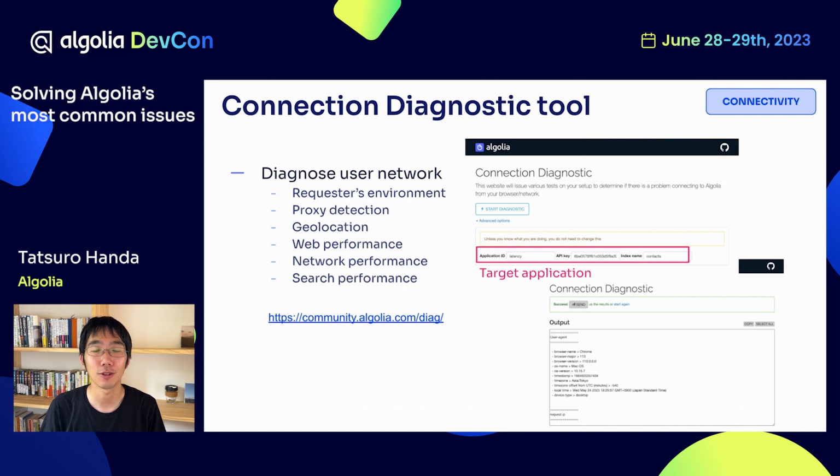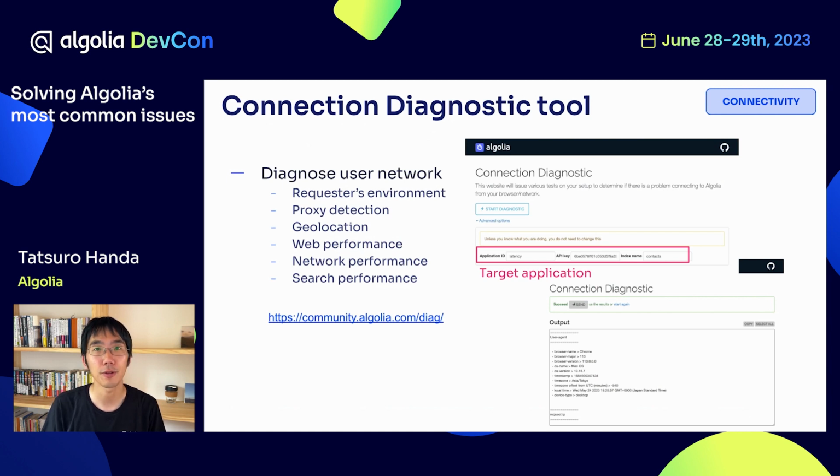Sometimes the end users are not technical enough to use the browser developer tools. In such a case, you can use the Algolia Web Diag tool to review the user's network connectivity. The Web Diag tool is a hosted web application to check basic network environmental information. It provides some insights about the user's environment, such as browser info, proxy, geolocation, as well as network performance and search performance on the Algolia application.